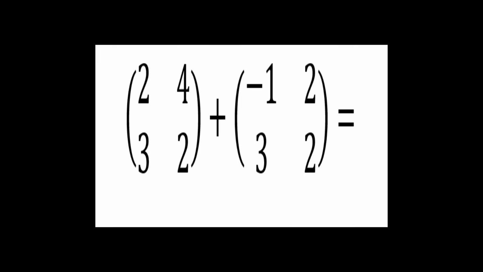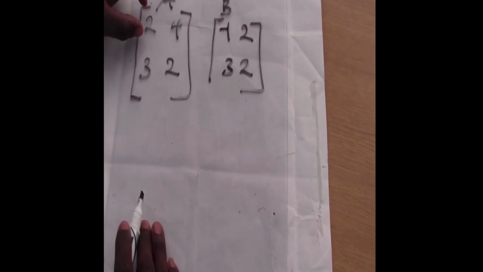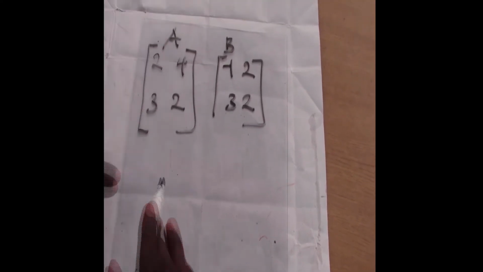We are going to start on addition of matrices. For example, when given a matrix like 2, 4, 3, 2, this is matrix A, and then you have matrix B, which is negative 1, 2, 3, 2. So this is our matrix. When you're doing addition of matrix, element 2 in matrix A corresponds to element negative 1 in matrix B. So we're going to add those elements that correspond to each other.